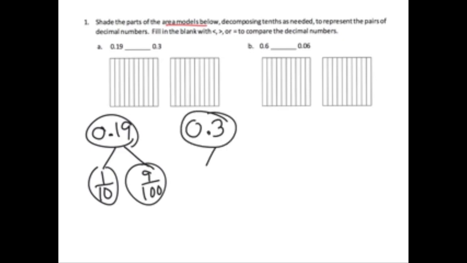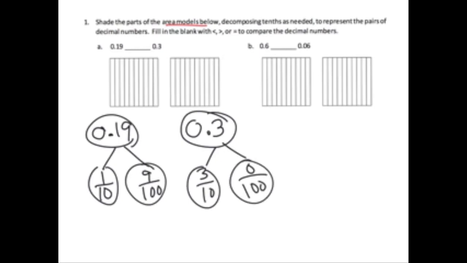Well, that means 3/10, and there's nothing else. So if we wanted to, we could call it 0/100 if we really wanted to. So we're going to use these pieces of information to shade in our area.